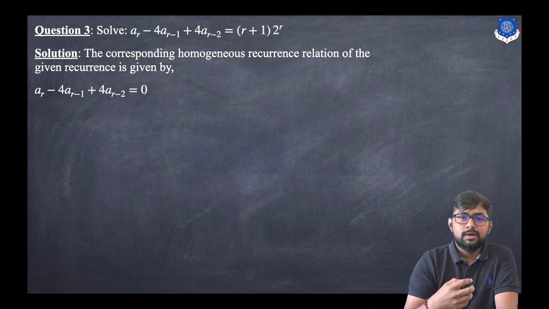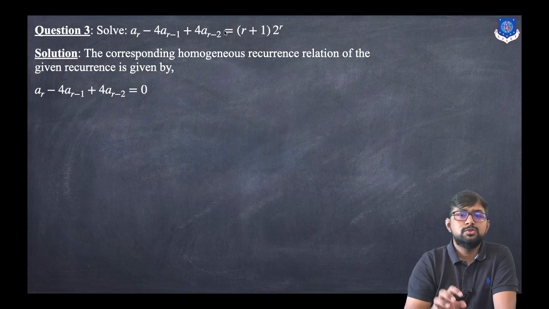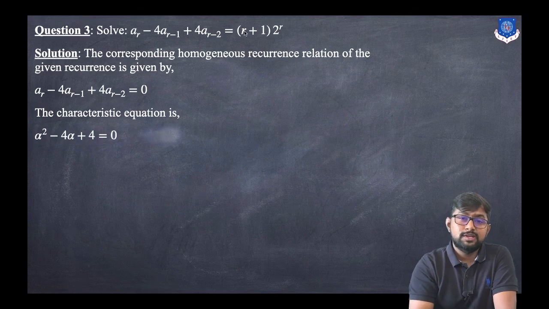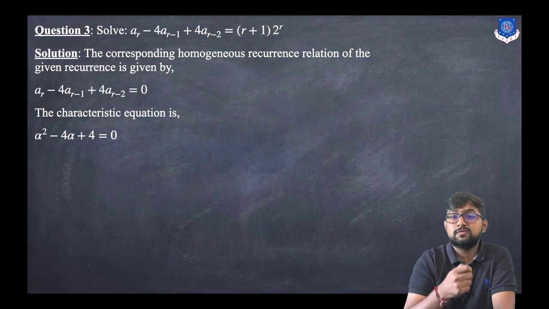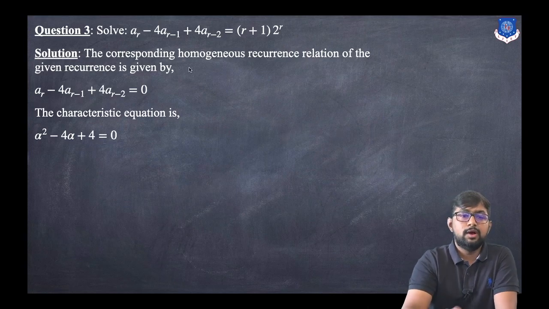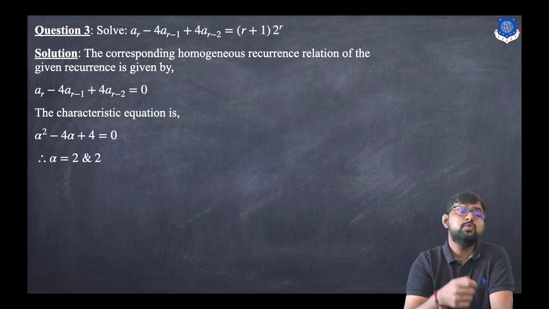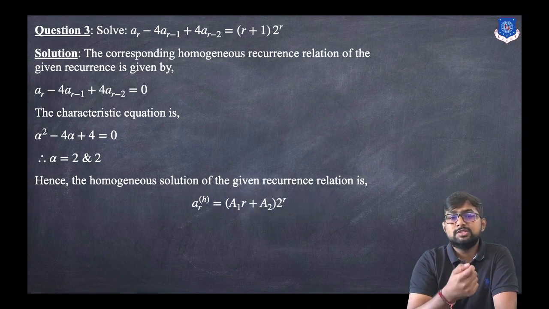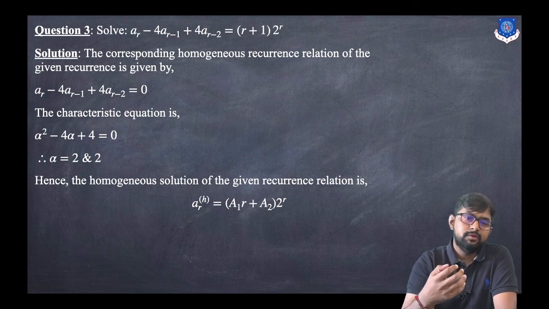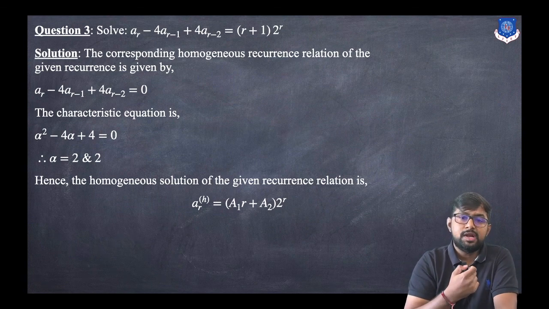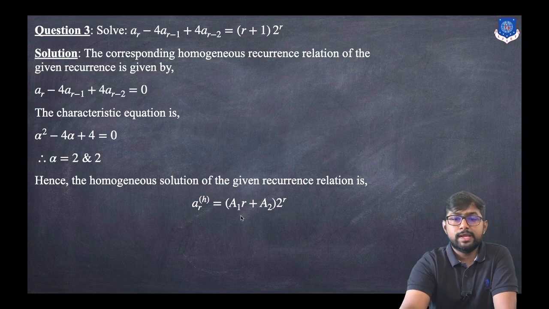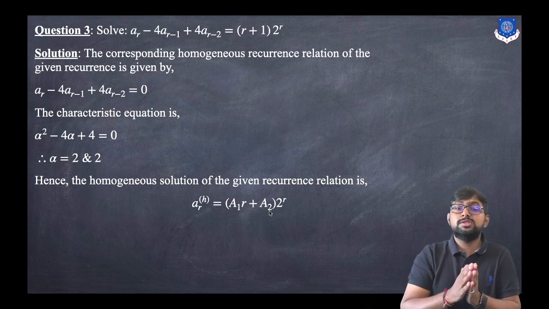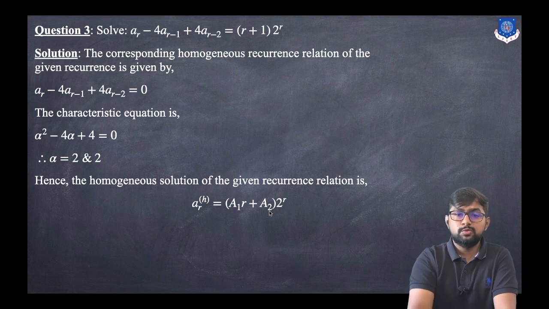Now what is the highest power here? r minus 2, so that means the characteristic equation starts from degree 2. So the order of the equation is 2, so alpha squared minus 4 alpha plus 4 equals 0. Now that is alpha equals 2 and 2. Now what will be the homogeneous solution? Here you can see that this 2 is repeating twice, so we will use the second type for the repeating roots. So the homogeneous solution will be (a1 r plus a2) times 2 raised to r, because this 2 is repeating 2 times.